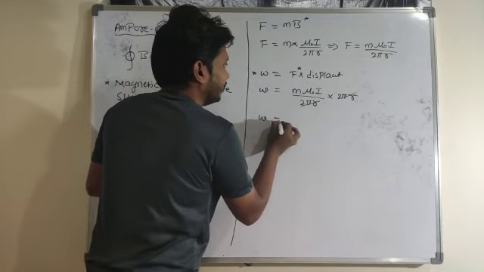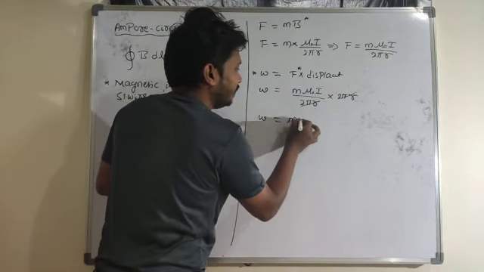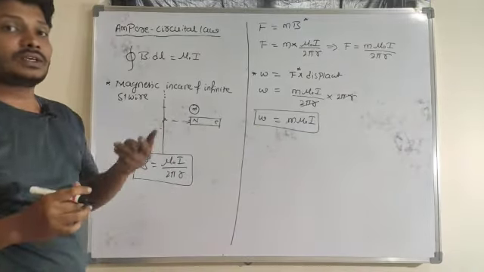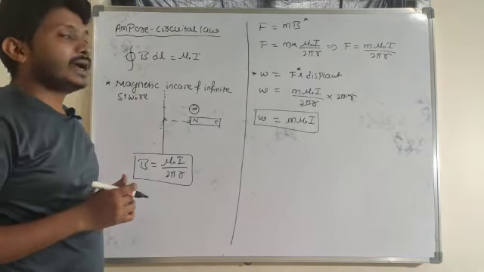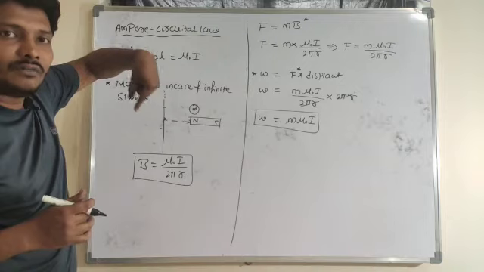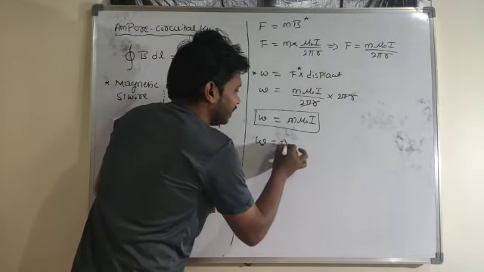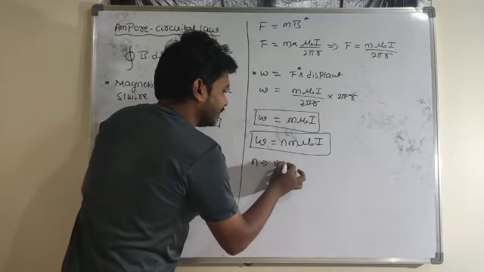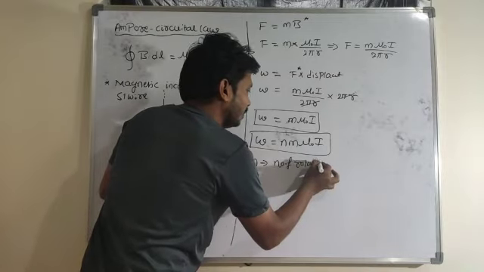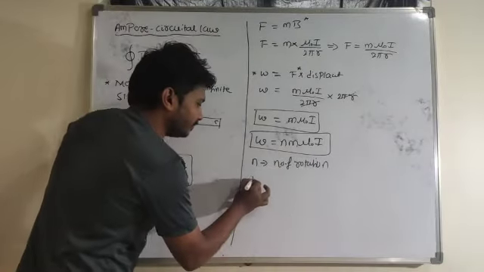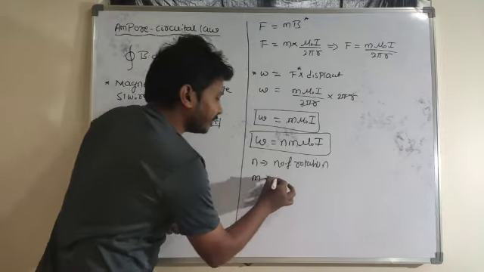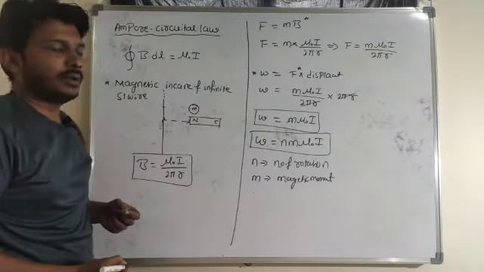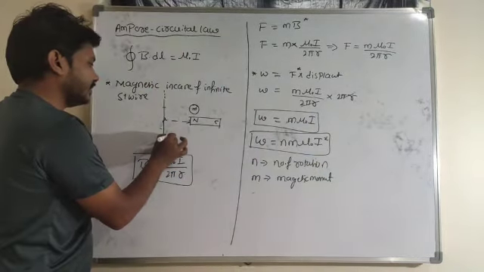So the work done W is equal to M into mu naught into I, where M represents the magnetic moment. For a number of rotations, it is N into M into mu naught into I, where N indicates the number of rotations, M represents the magnetic moment, and I represents the current through the straight wire.